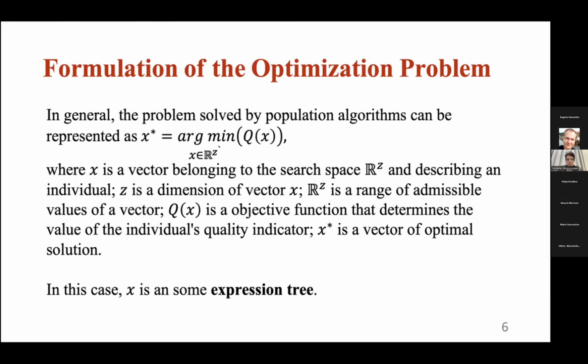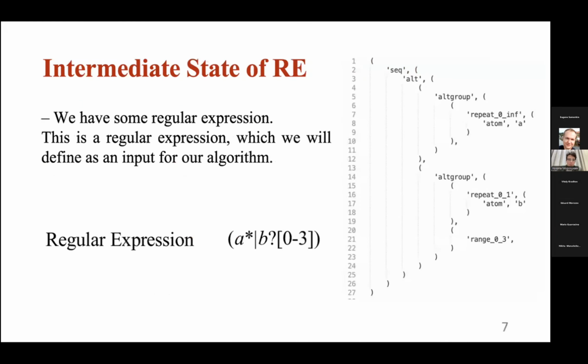In general, the problem solved by a population algorithm can be represented as finding the minimum argument of the objective function. And in this case, the individual is some expression tree. For a start, we have some regular expression, and this is the regular expression which we will define as input for our algorithm. For example, the abstract syntax tree is shown on the slide.